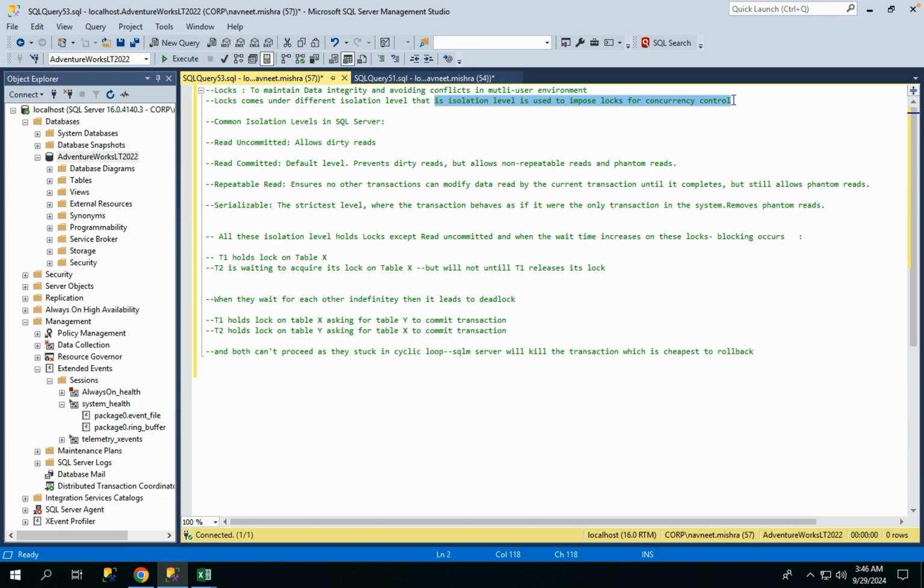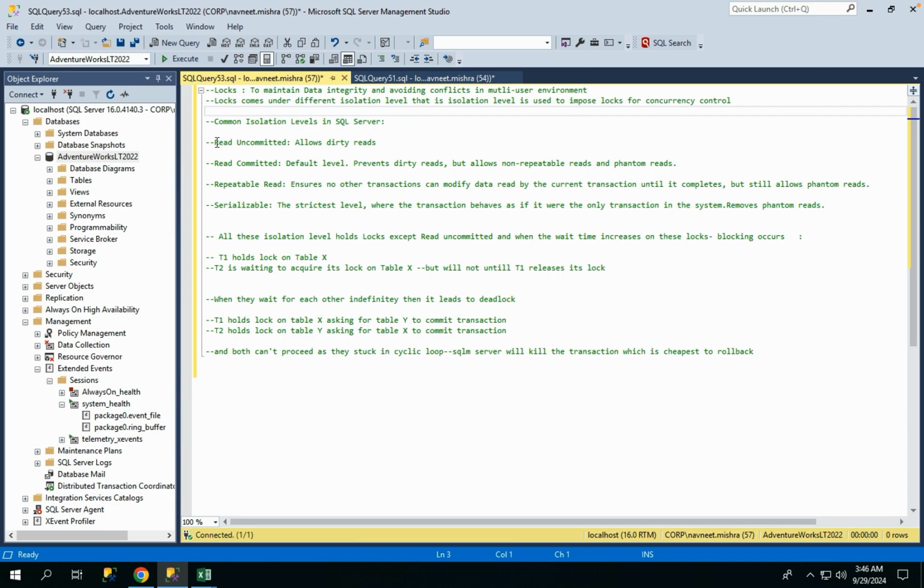Now by default, databases have the read committed isolation level in on-prem SQL Server databases and in Azure managed instance database. But in Azure SQL database, it is read committed snapshot. So this is the relation between lock and isolation level. Isolation level is used to apply the locks and to make a database work in a multi-user environment.